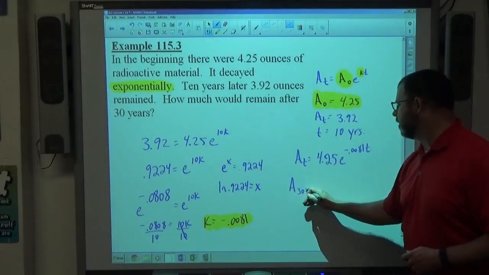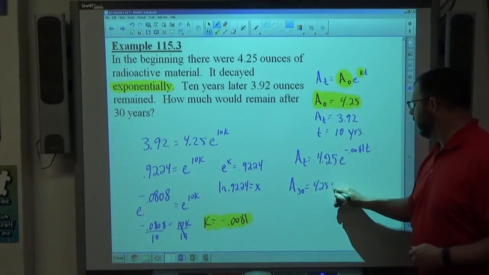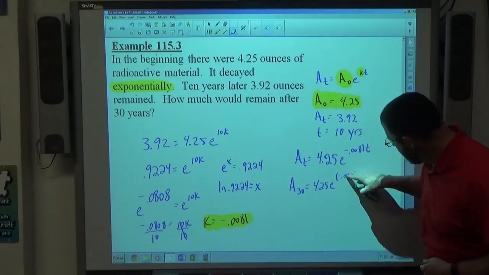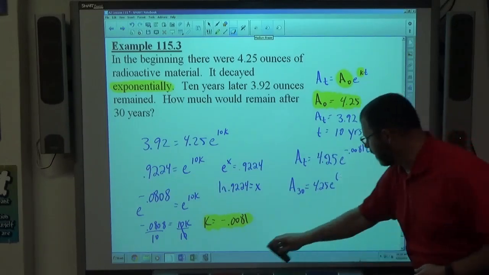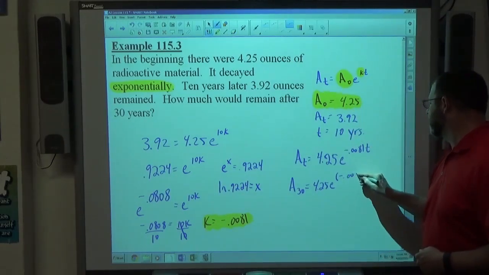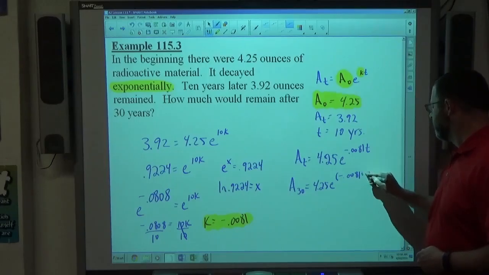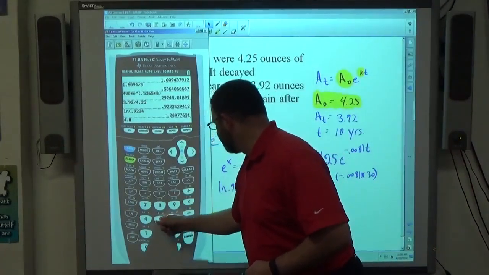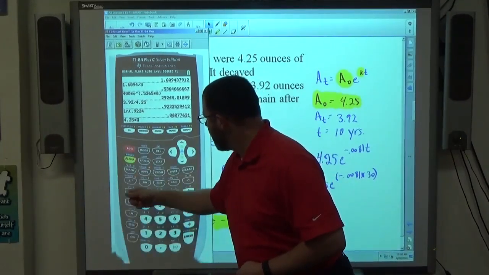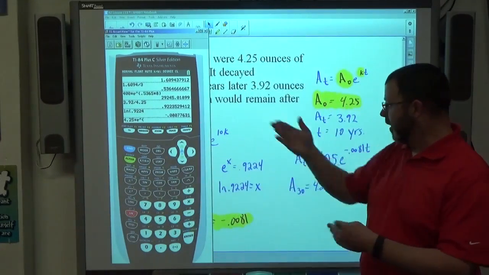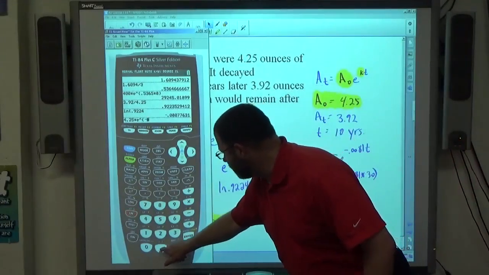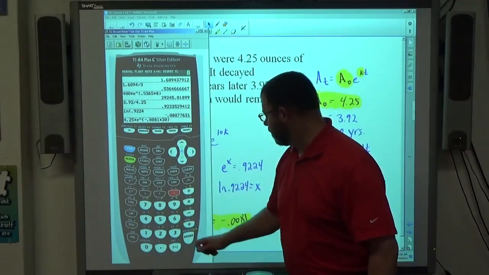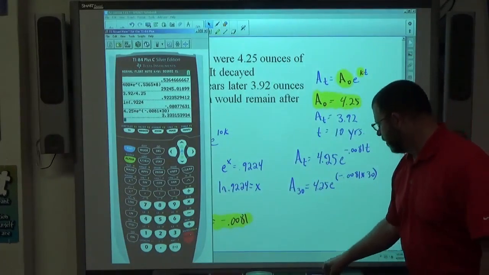The amount after 30 years should equal 4.25 e to the negative 0.0081. Don't change your numbers. That causes wrong answer. 0.0081 times 30. So I type that in my calculator. 4.25 times second ln. I'm trying to do e to a power, so I want e to the power to show up. The power is negative 0.0081 times 30. Make sure both numbers get within the parentheses. It equals, and we get 3.33 ounces.